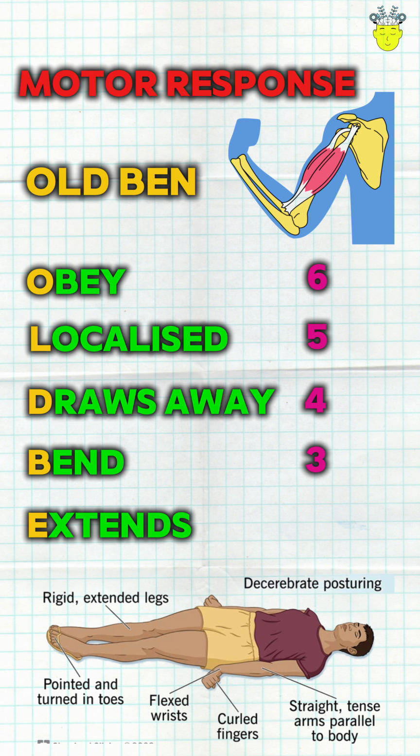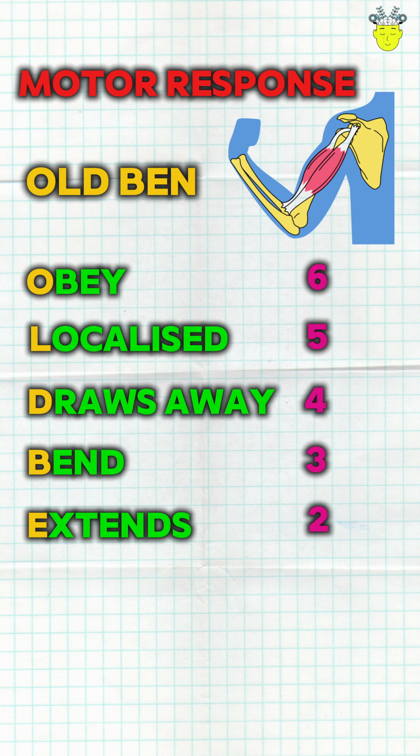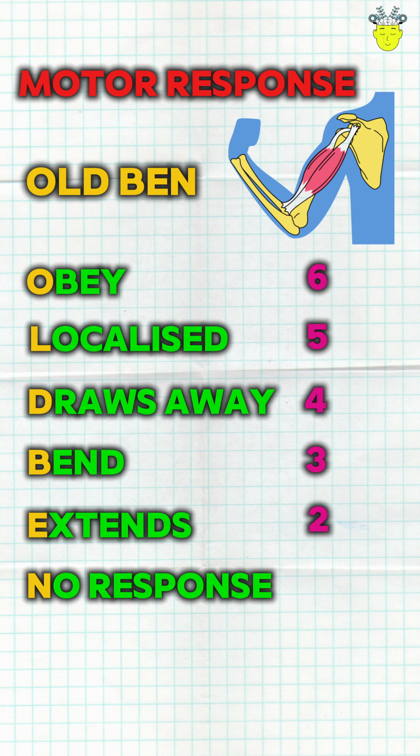Next one is E, extends, which is just the opposite of bends. Here decerebrate posturing takes place, which means our arms extend away from our body. We can give it as 2. And the last one is N, no response. Here the patient is not responding to any painful stimuli, so we can give it as 1.